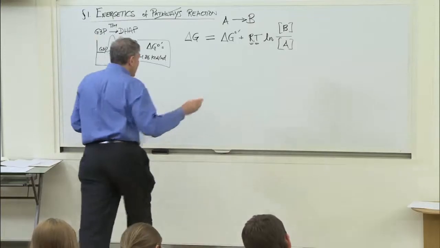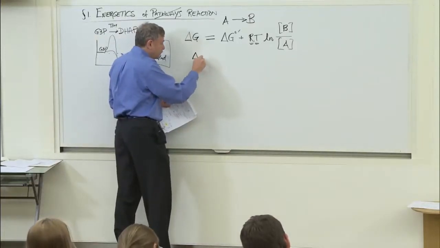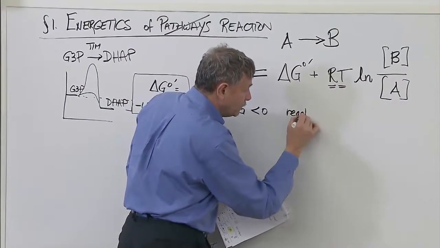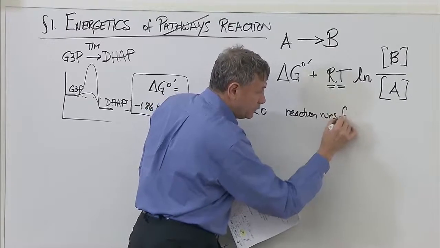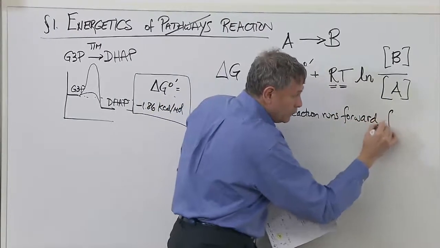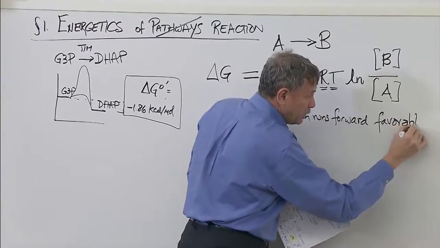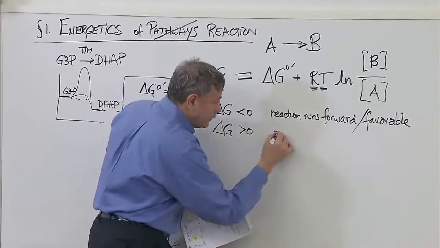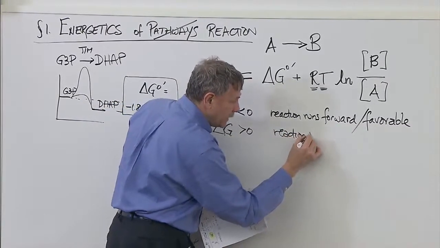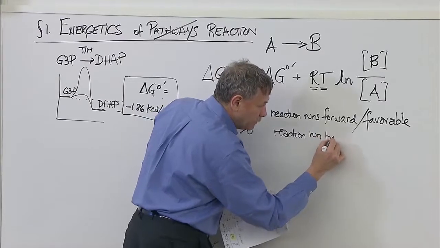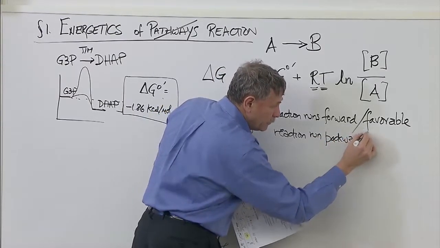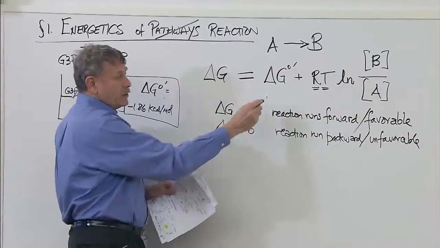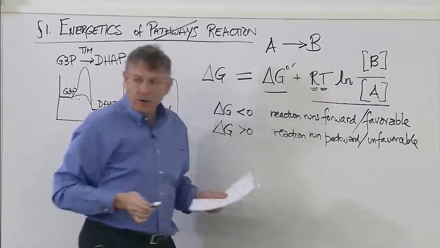That's the key thing. And if delta G is negative, the reaction is going to run forward. It's favorable. We're not going to do that much chemistry, but this bit of chemistry is pretty important to know. And if delta G is positive, the reaction will actually run the other way. It'll run primarily backward, because it's unfavorable when you balance out the considerations of the energy and the concentration.